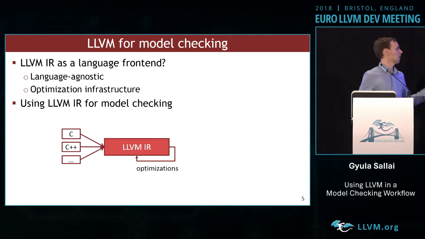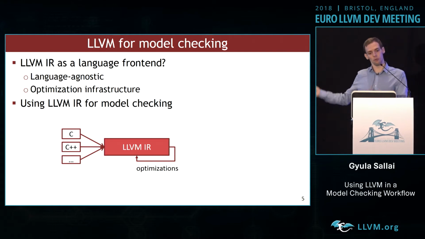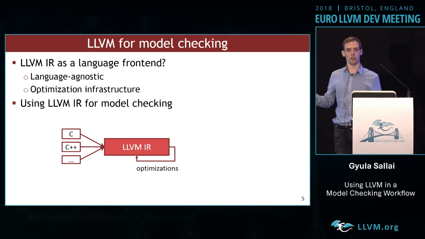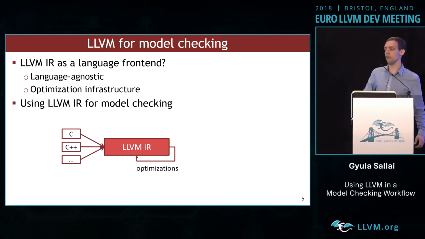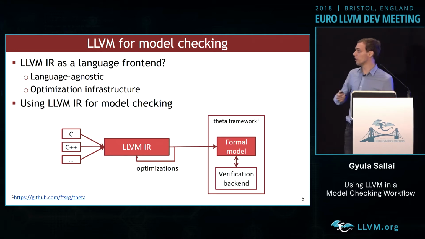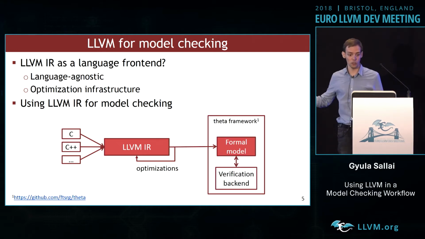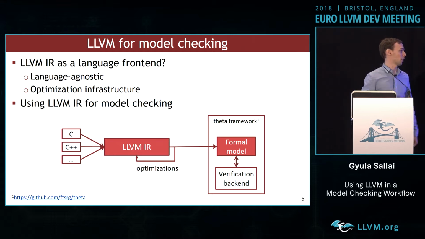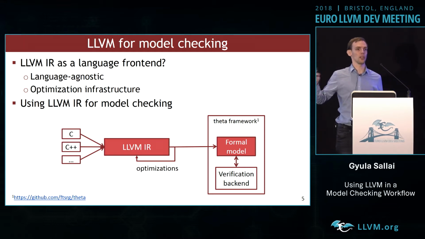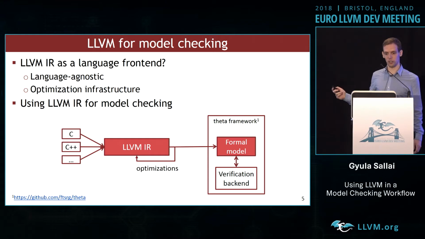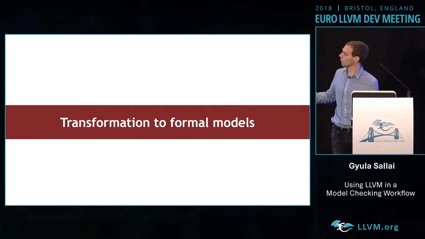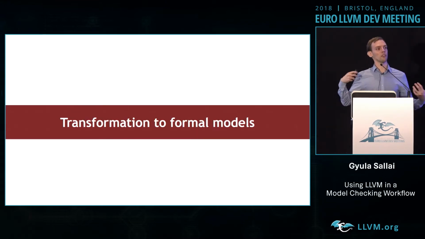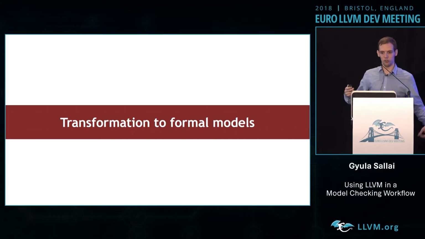So, once again, we have our input languages, we compile them to LLVM IR with Clang, for example, we perform some optimizations on it, then we transform it to a formal model, which is then fed to a verification backend. Our current verification backend is the model checking framework called Theta. All right, so how does the transformation to formal models work?